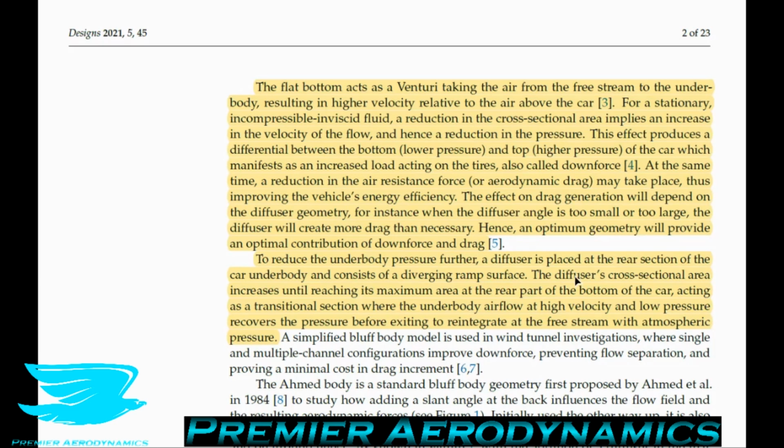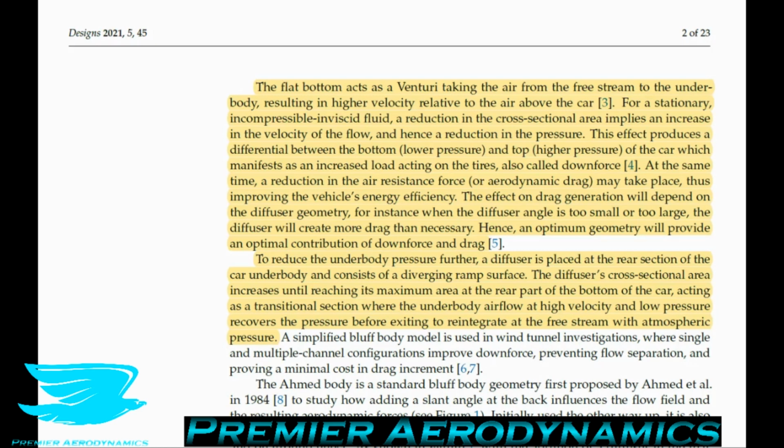To reduce the underbody pressure further, a diffuser is placed at the rear section of the car underbody and consists of a diverging ramp surface. The diffuser's cross-sectional area increases until reaching its maximum area at the rear part of the bottom of the car. So in other words, as you get to the end of the diffuser, that's going to be the point where you get the greatest cross-sectional area, because now the air goes into the free stream. So this acts as a transitional section where the underbody airflow at high velocity and low pressure recovers the pressure before exiting to reintegrate with the free stream at atmospheric pressure.